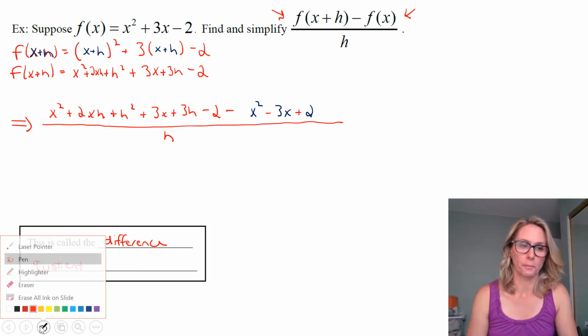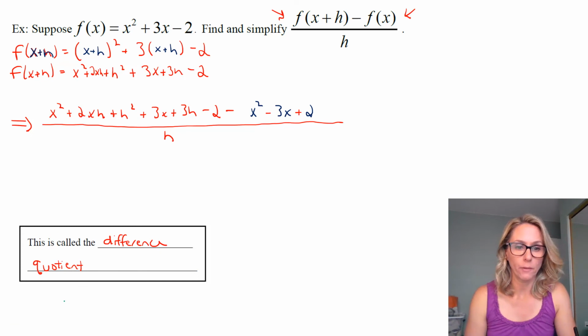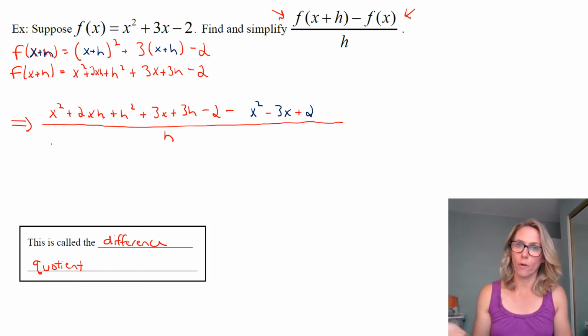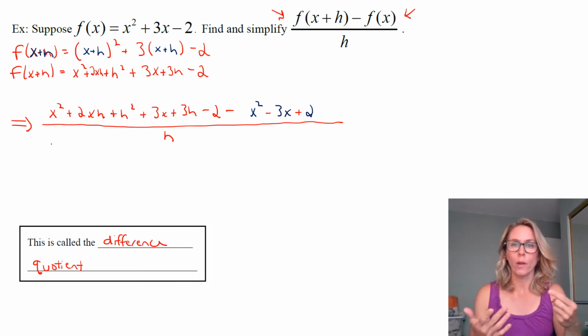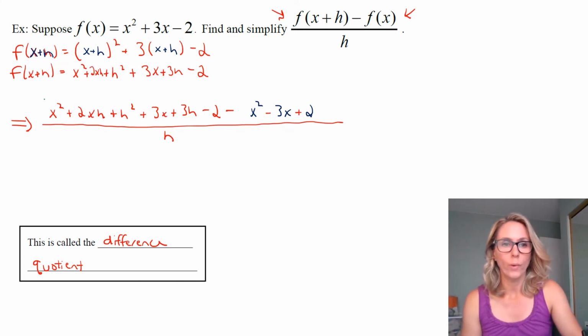But here's the kicker. The great part about this is that now we can simplify. So notice any two terms that are the same, that are being subtracted from each other, opposite signs, are going to be gone. So here we have f of x plus h minus f of x over h. Now we can take x squared and minus an x squared. We can take a 3x and we subtract a 3x. Do you see anything else? We have a minus 2, we have a plus 2.